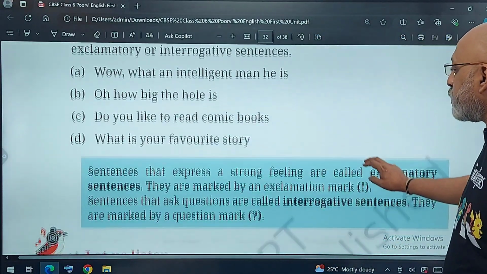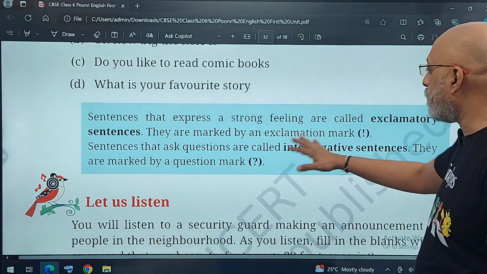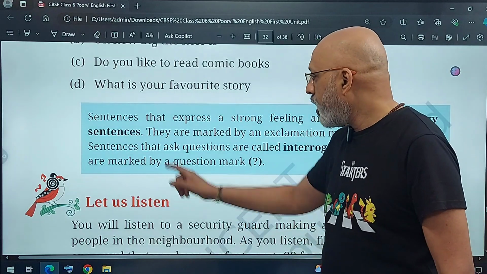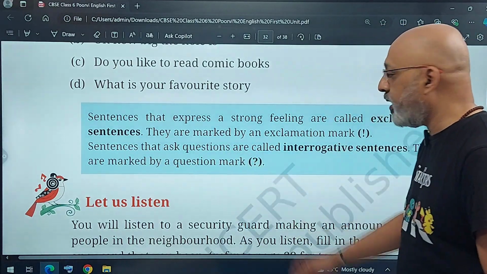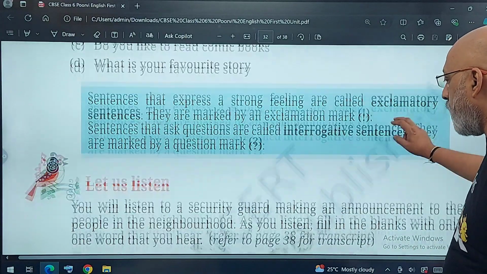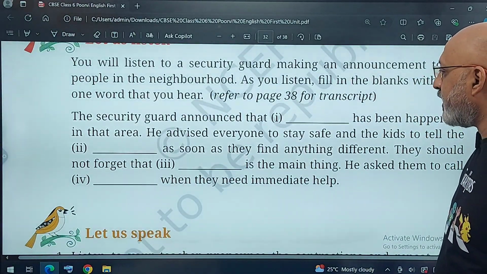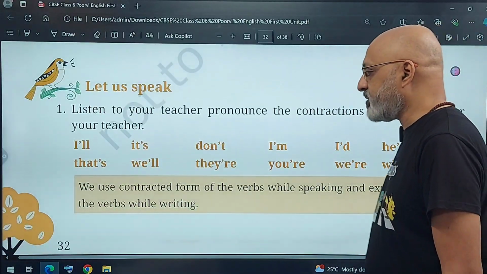So sentences that express a strong feeling are called exclamatory sentences. They are marked by an exclamation mark. इस तरह का एक exclamation mark आप डालेंगे. Sentences that ask questions are called interrogative sentences. They are marked by a question mark. Now इसके आगे तो आपका वो पेज 38 में जाके आप इसका ये listening exercise और speaking exercise you will do.